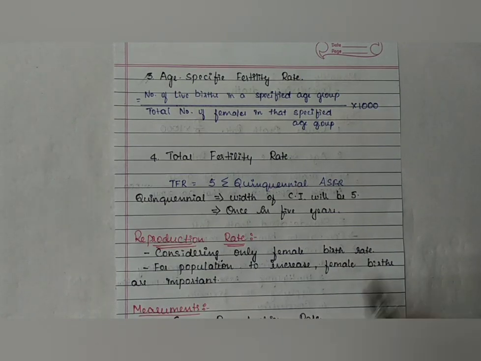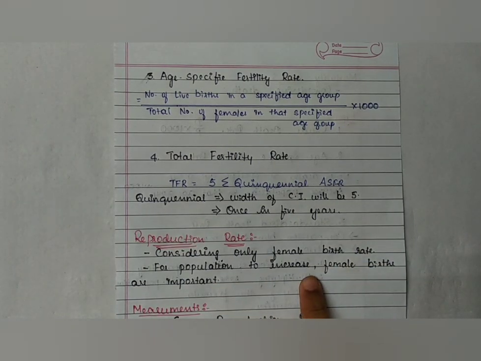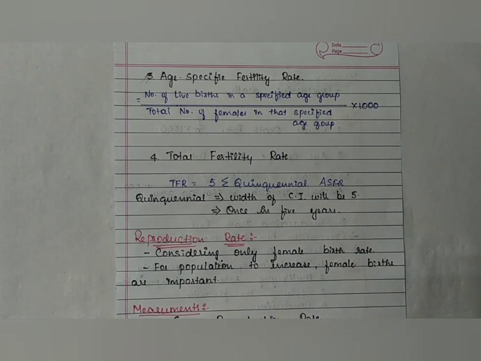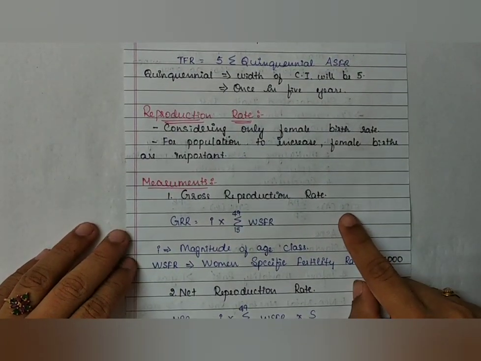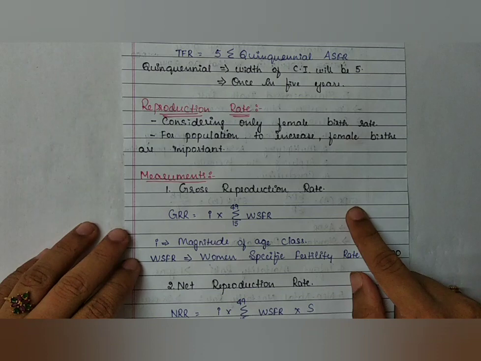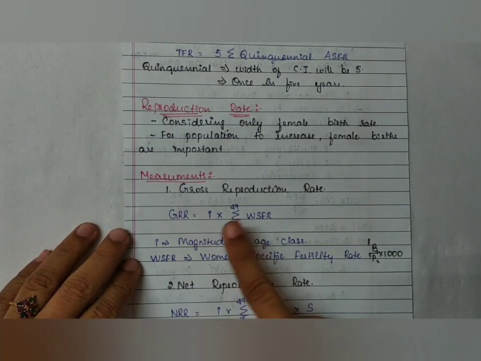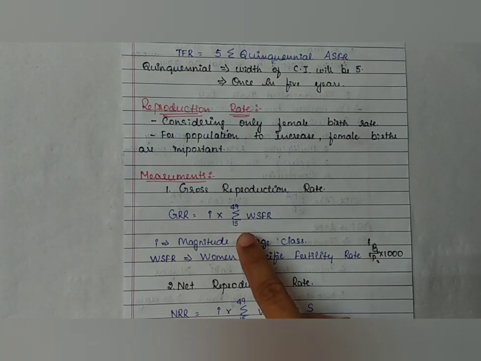But here only female birth rates are taken into consideration, and the reason for this is that for population to increase, female births are very important, isn't it? So the first one is gross reproduction rate. Gross reproduction rate is nothing but GRR = I into summation WSFR.